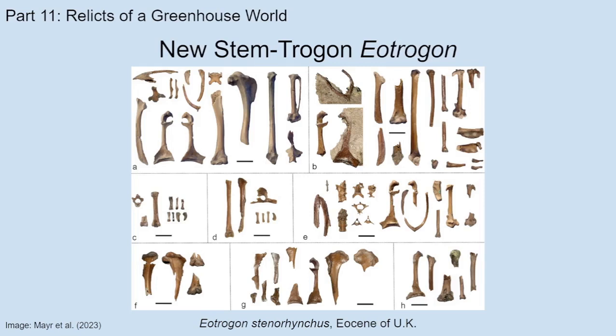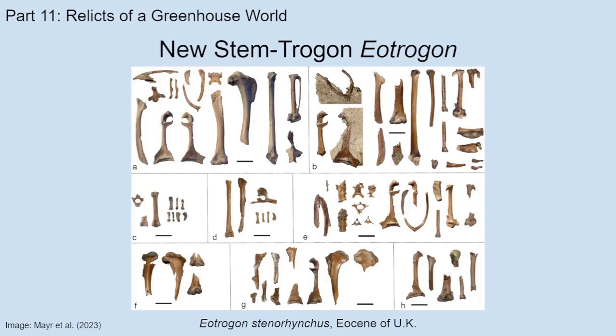Again, London Clay formation. This is from basically the earliest Eocene, and so it's one of the oldest fossil trogons that we have. The only other one that we had before this that is about equally as old is a septum trogon from the Eocene of Denmark. But it is only known from basically the top of its skull, so we don't have the rest of its body. Whereas Eotrogon from the UK gives us a much more complete look at what these early trogons were like. And it was on average smaller than most modern trogons.